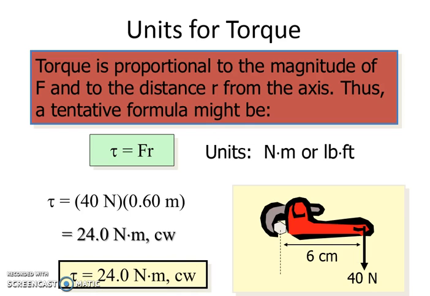So in this example, we have a 40 Newton force and a 6 centimeter long wrench. So we change that into meters, which turns into 2.4 Newton meters. And yeah, clockwise that is, sorry.